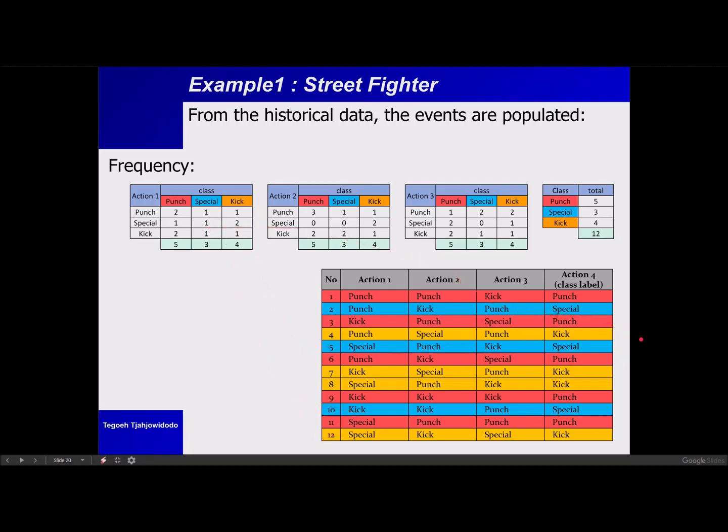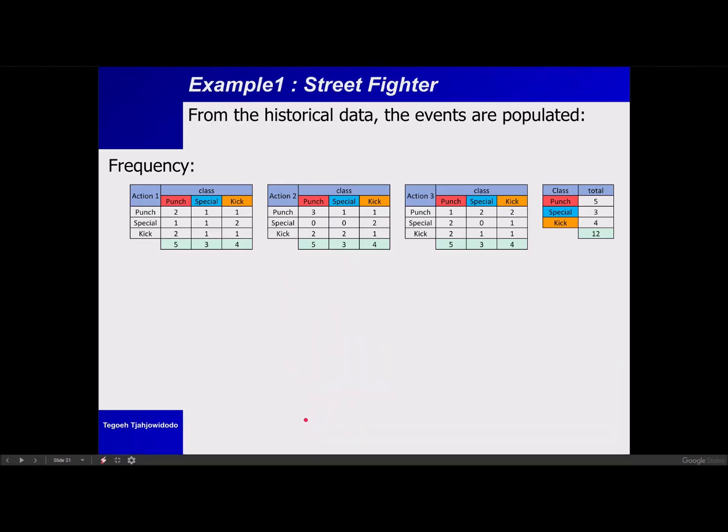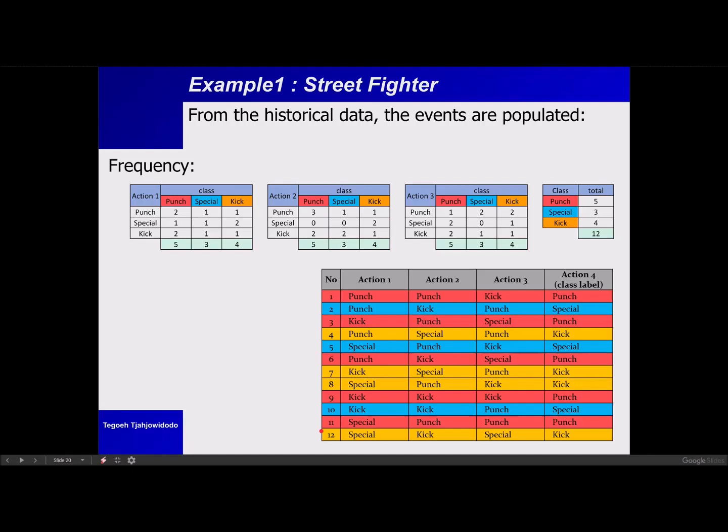I do the same thing for kick. So I have 1, 2, 3, 4, 4. For kick label, one of them has punch in the first action. Which one is that? This one, number 4. 2 of them have special in the first action, so number 8 and 12. And then only 1 has kick in the first action, this one.